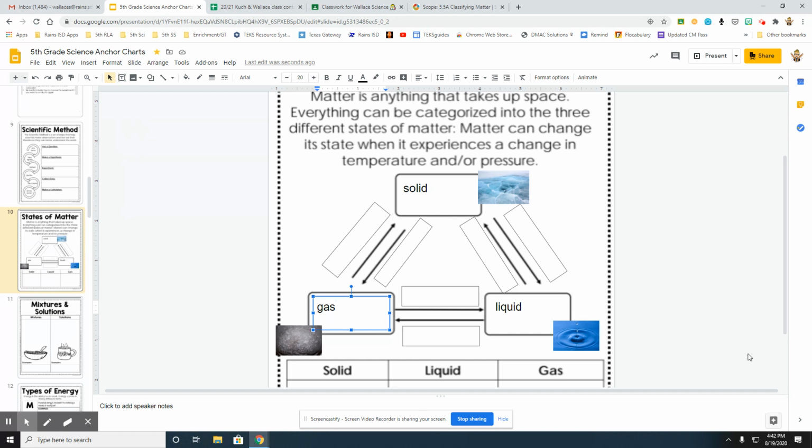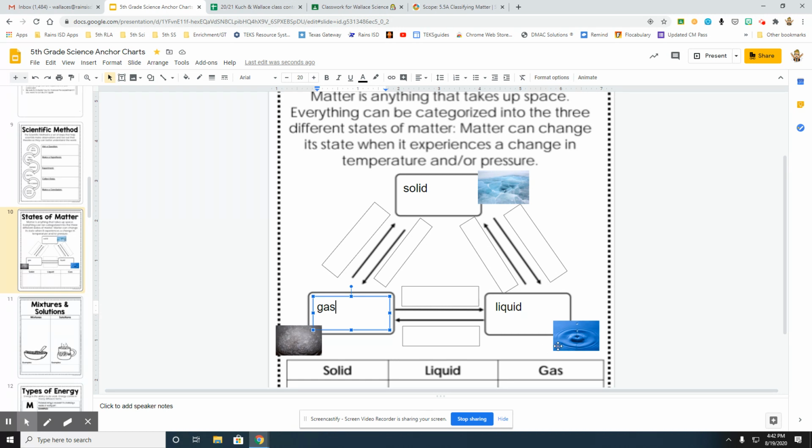Now, some of you out there that have been doing your homework might say, Miss Wallace, there's really a fourth state of matter, and it's not on here. You're right. You're absolutely right. The fourth state is plasma. We don't talk about that in fifth grade science. You'll get into that a little bit more once you get into junior high and high school.